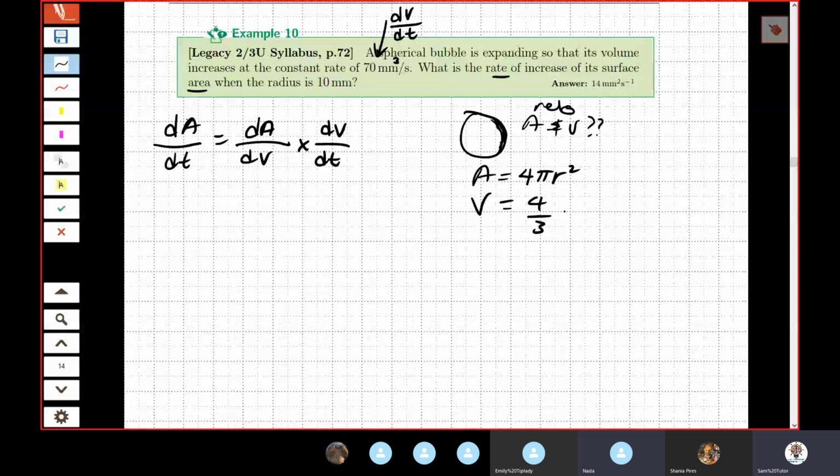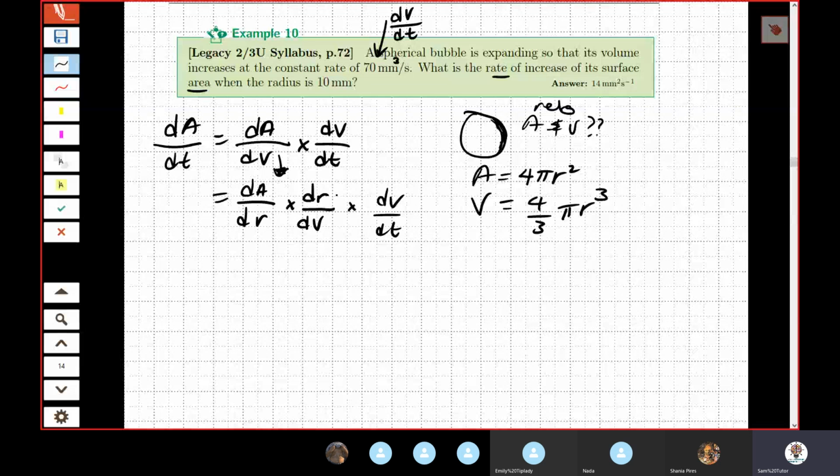Perfect. Okay. So once you know this, you pretty much know how you're going to split this guy up. dA on dV is going to get split up again as what? dA on dr, and then dr on dV times dV on dt. Beautiful. And then it's pretty much just a matter of differentiating now, isn't it? dA on dr is 8 pi r, and dV on dr, times it by 3, becomes 4 pi r squared. dA on dr is 8 pi r, the radius is 10.